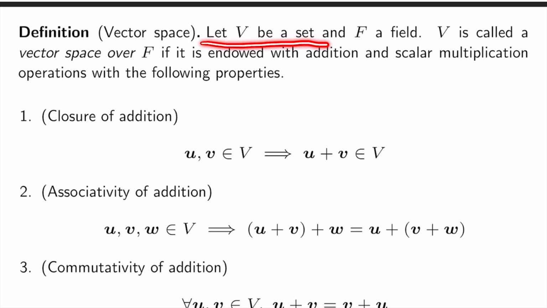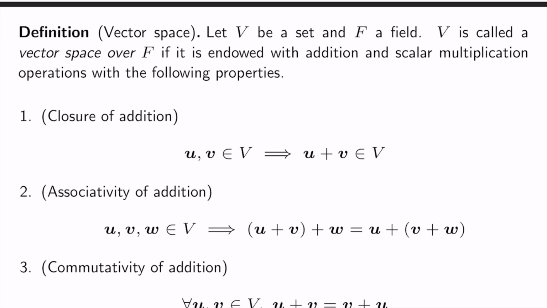Let V be a set. So this V will be the vector space, and F a field. If you don't know what a field is, it's just a set with usual arithmetic operations like addition, subtraction, multiplication, and division. So you may consider this as the set of real numbers or the set of complex numbers, for example. Then V is called a vector space over F, over the field F, if it is endowed with addition and scalar multiplication. Now, those are the basic operations of a vector space with the following properties.